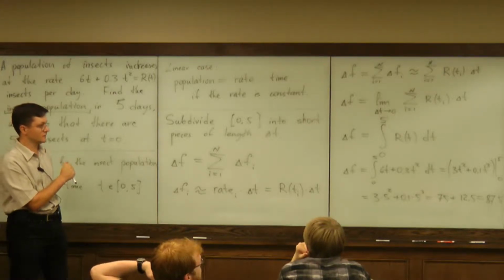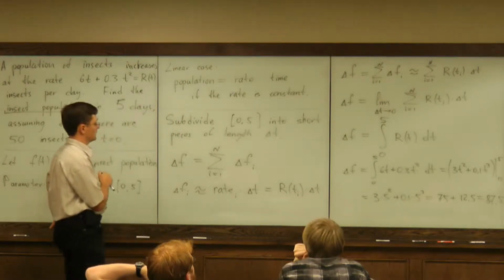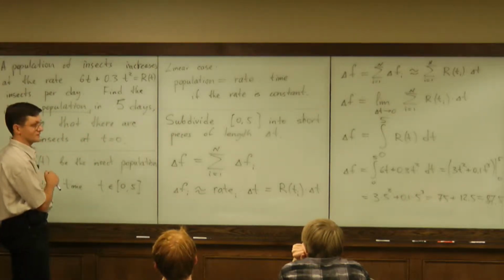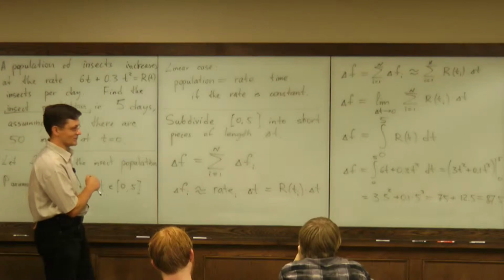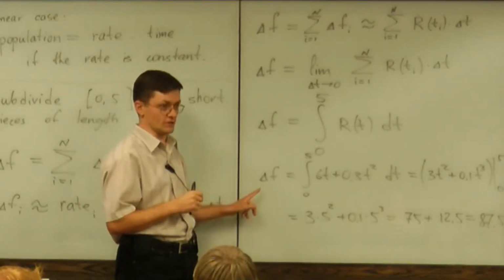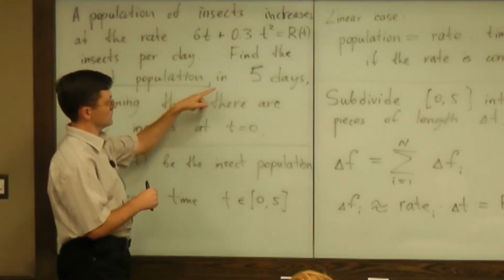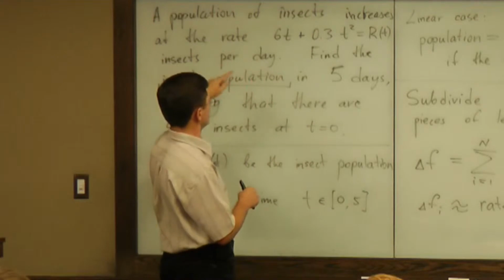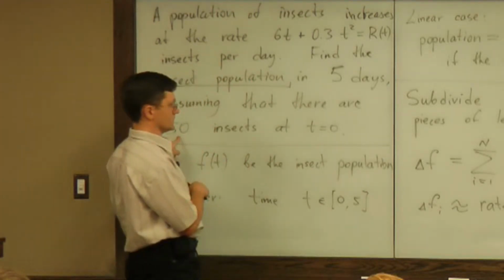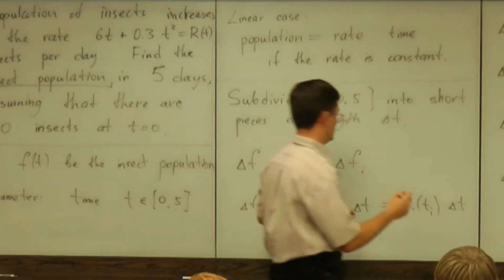Yes? Don't you have to add 50 to it? Subtract 50? Good question. What is it that I computed? Total change. I computed the total change. Right? The actual population after 5 days is going to be the original value, 50, plus the change. So yes, you are right.